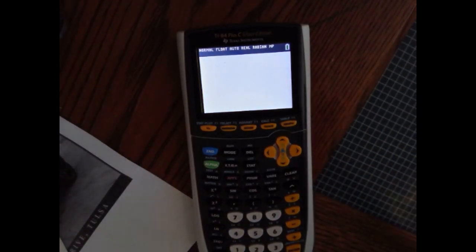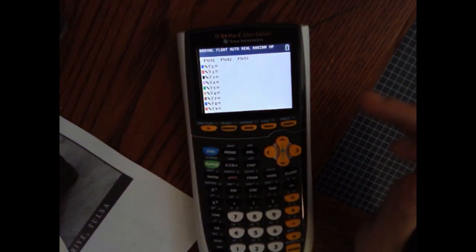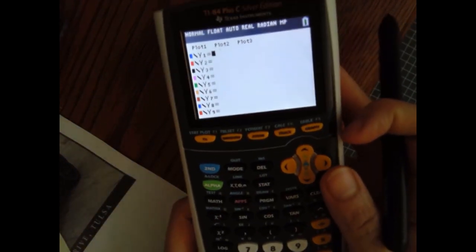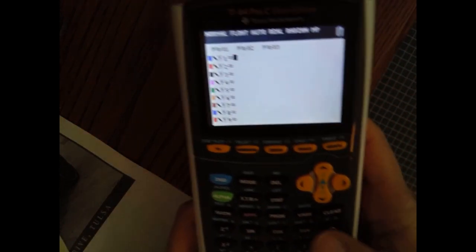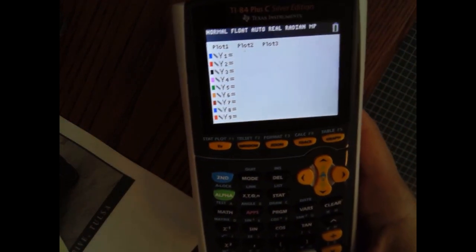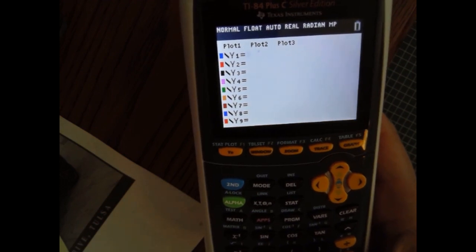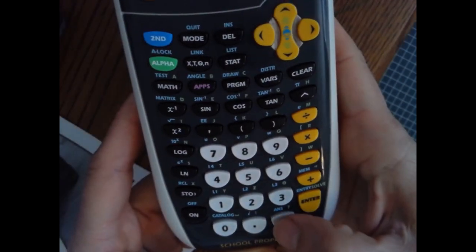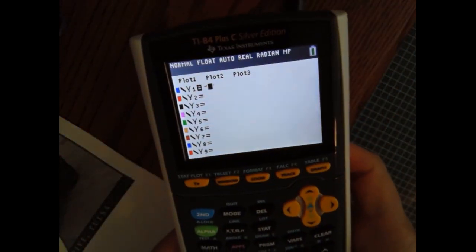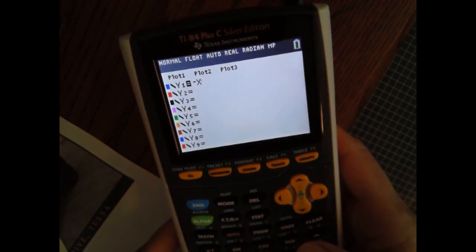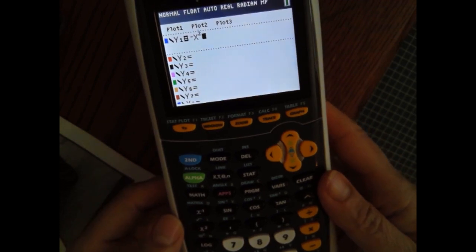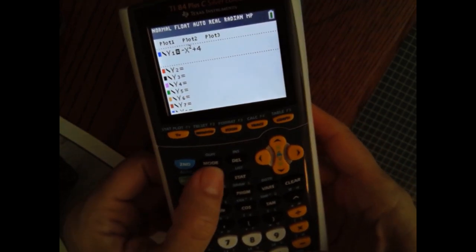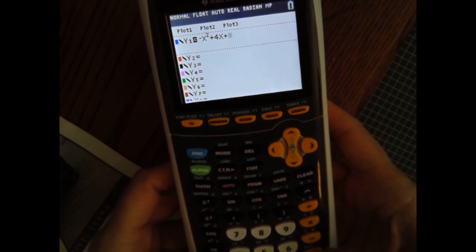Then you go to Y equals right there. Then all you have to do is graph the equation, which was negative x squared. So my negative is going to be this sign, that's negative. X is right there, and square right here: negative x squared plus 4x plus 1.